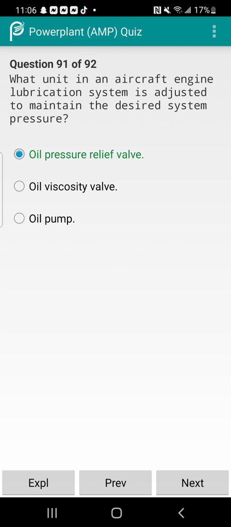What unit in an aircraft engine lubricating system is adjusted to maintain desired system pressure? Oil pressure relief valve.